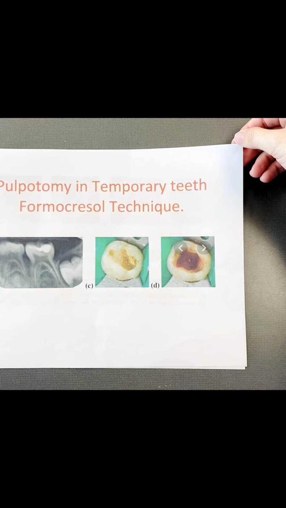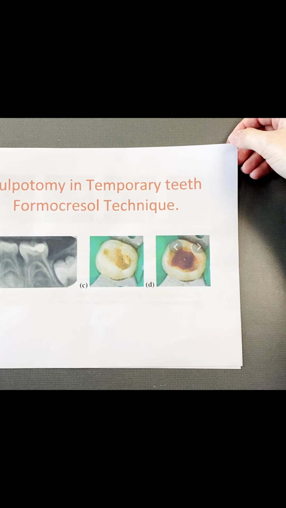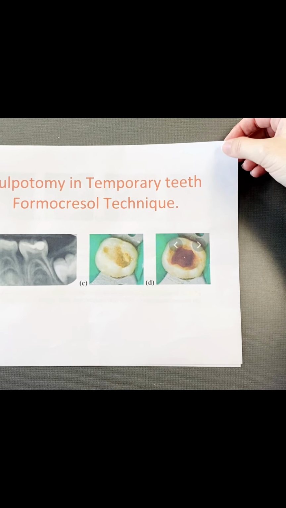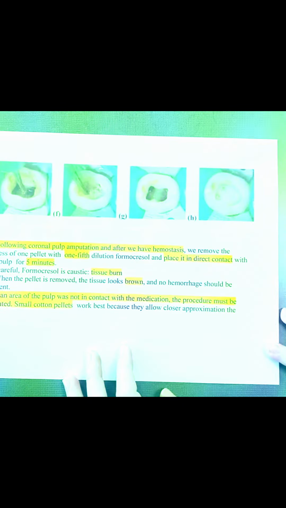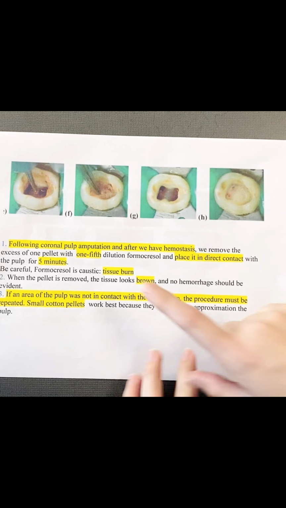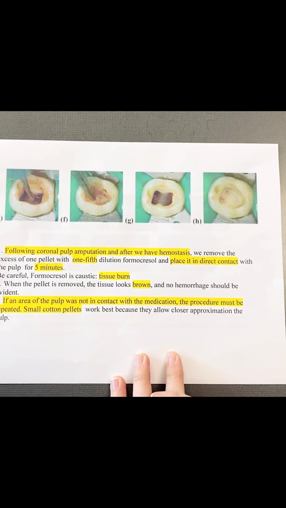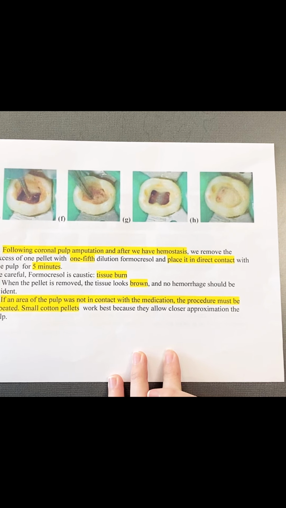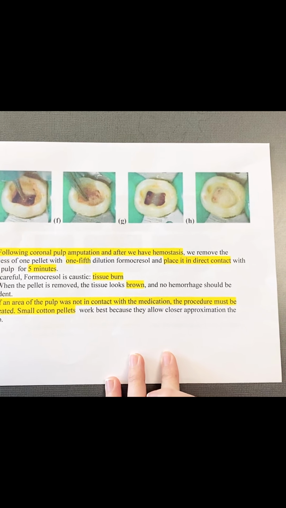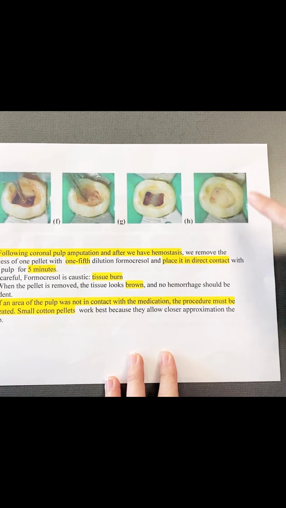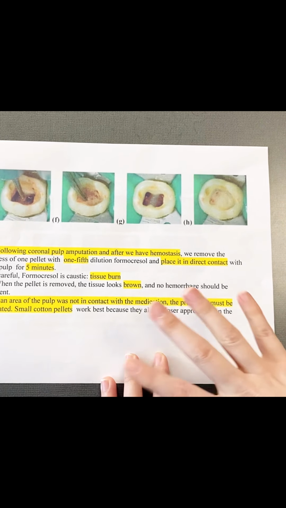Hi, I'm Jillian, and today I'm going to talk about pulpotomy in temporary teeth, the formocresol technique. Following the coronal pulp amputation, and after we have a really good hemostasis, we remove the excess from one pellet with 1/5 dilution of formocresol and place it in direct contact with the pulp for about 5 minutes.